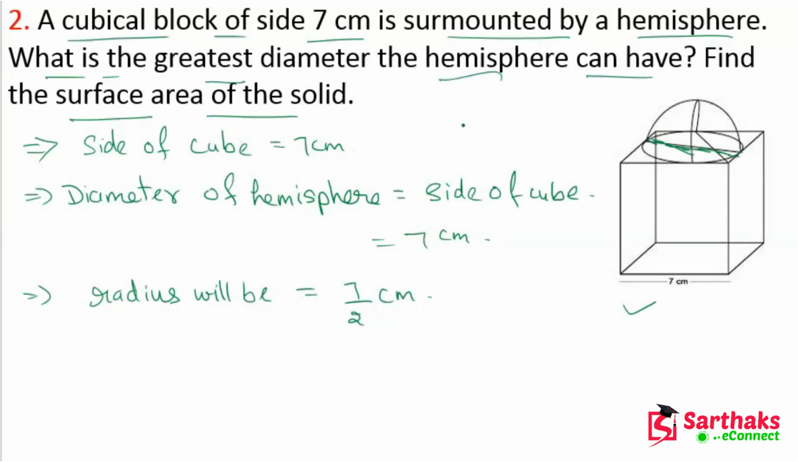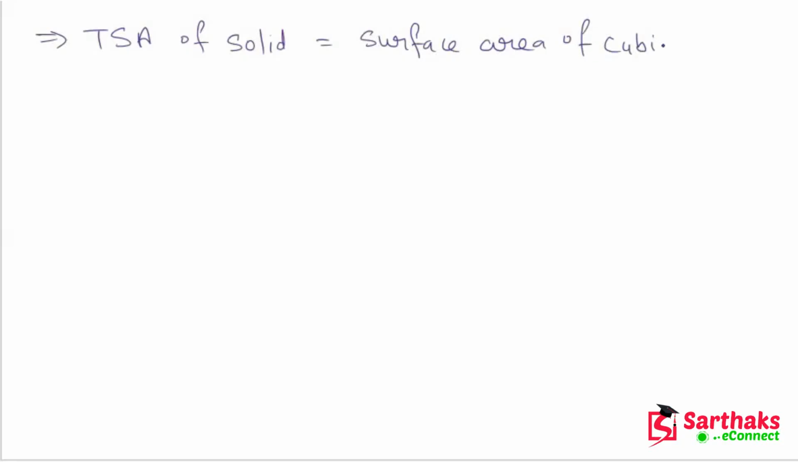Now we have to find the surface area of the solid, meaning the total surface area of the solid. So what is the total surface area? TSA of the solid is equal to the surface area of the cubical block plus the curved surface area of the hemisphere.